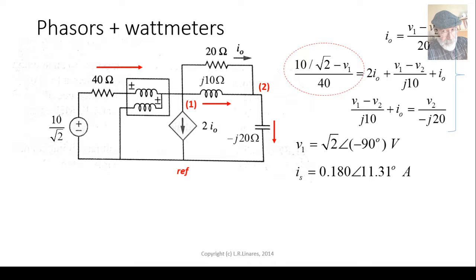So the average, the active power P, is the RMS value of the voltage, root 2, times the RMS value of the current, 0.180, times the cosine of the angle of the voltage minus the angle of the current, negative 90 minus 1131. That is negative 50 milliwatts. That means that in reality, the circuit on the right is delivering 50 milliwatts of power to the circuit on the left. And that is the reading of that wattmeter, negative 50 milliwatts.